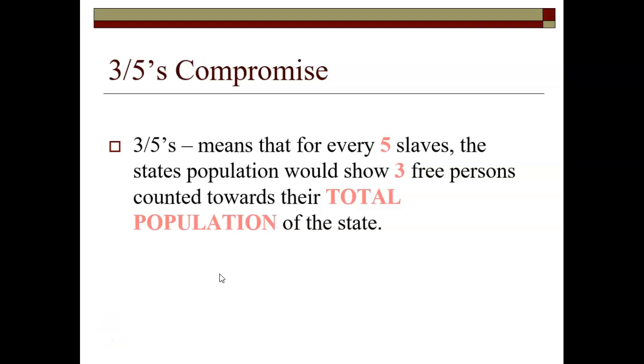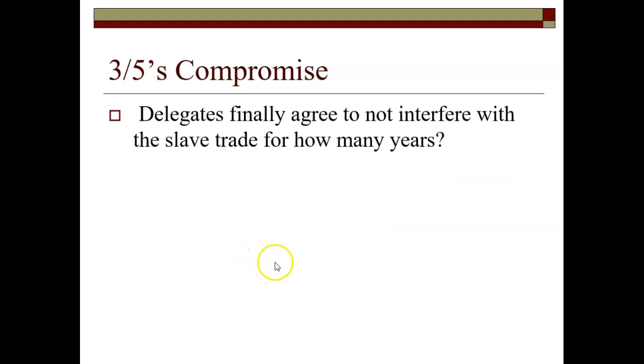Northern states also had to make a compromise with southern states because some felt that they should move forward on some type of position on the institution of slavery, but what they came up with was this. They finally agreed not to interfere with the slave trade for 20 years, pretty much until 1808. The international slave trade will end in the United States, meaning there will not be slaves brought in from other places.